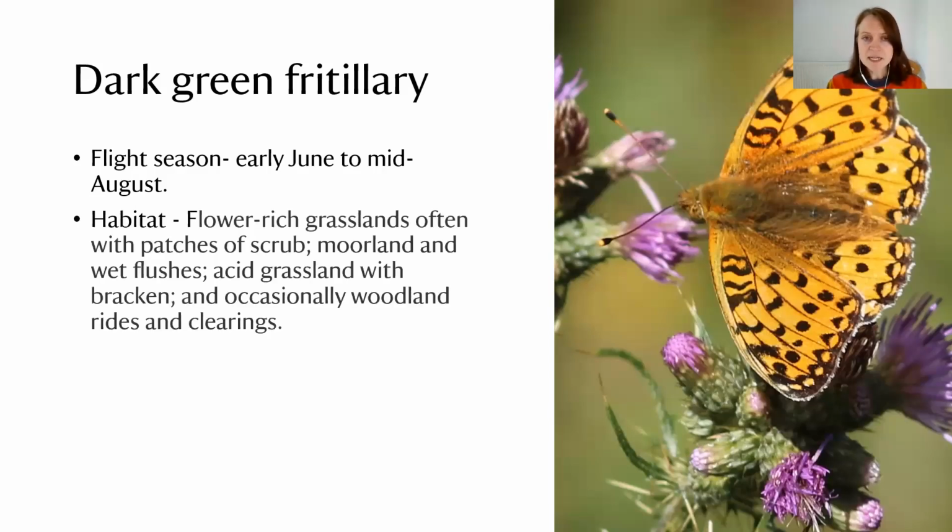In terms of the habitat, relatively varied, I suppose, but really thinking about flower-rich grasslands with patches of scrub. In terms of uplands, moorlands with wet flushes, acid grassland with bracken, occasionally woodland rides and clearings. So I'm sure thinking about the project area, the Longmynd, the Stiper Stones, the Onny Valley, we can probably all think of areas where we might find those habitats.